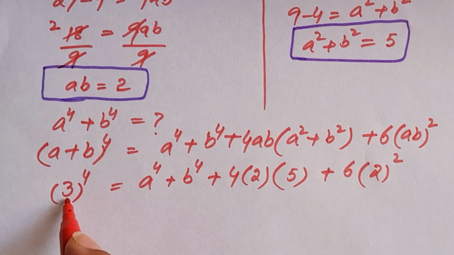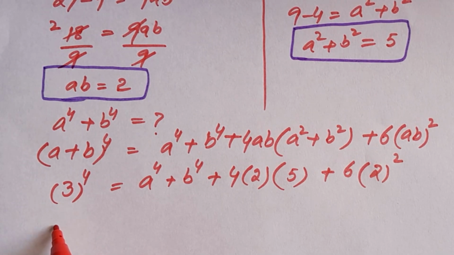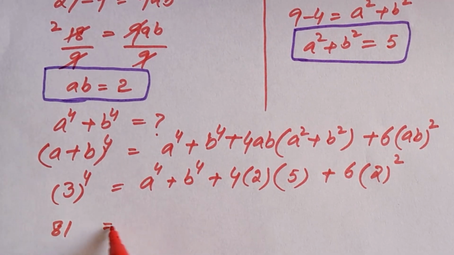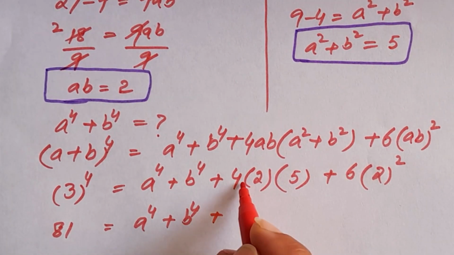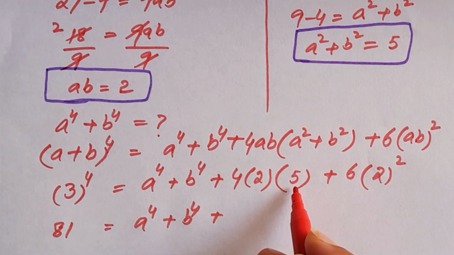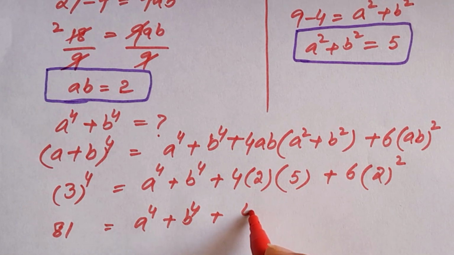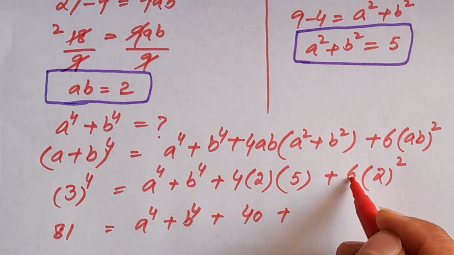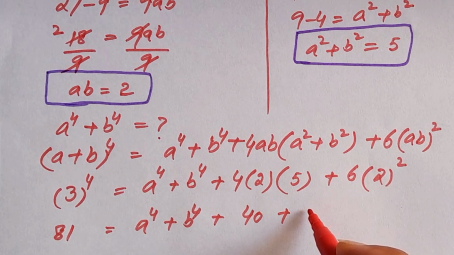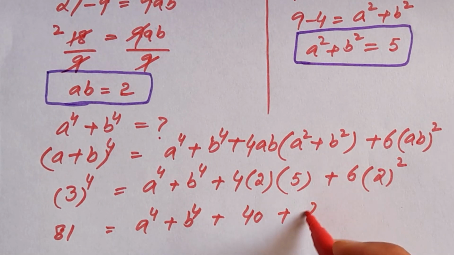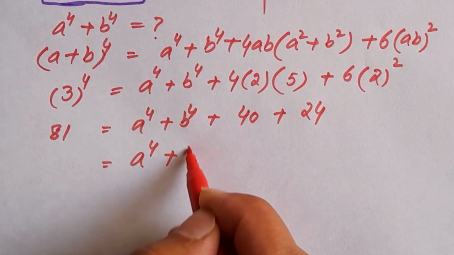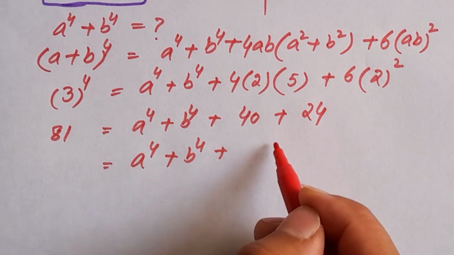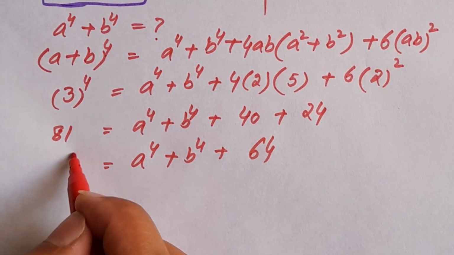3 to the power 4 means multiplying 3 four times, which will give us 81, is equal to a to the power 4 plus b to the power 4. 4 times 2 is 8, 8 times 5 is equal to 40. Plus 6, 2 times 2 is 4, 6 times 4 is 24. This is equal to a to the power 4 plus b to the power 4 plus 40 and 24. This is equal to 64.